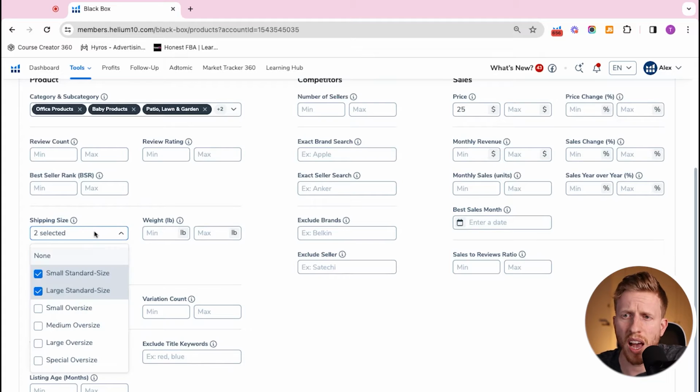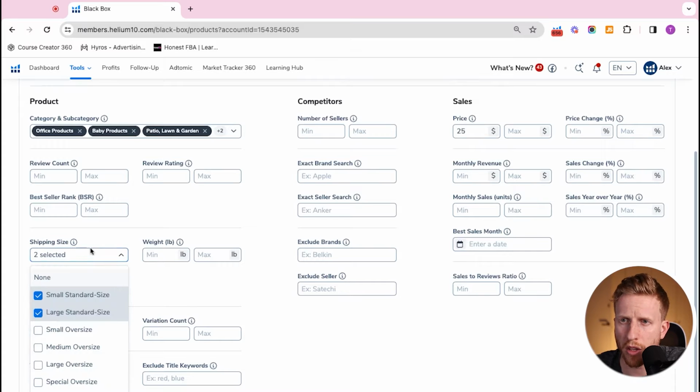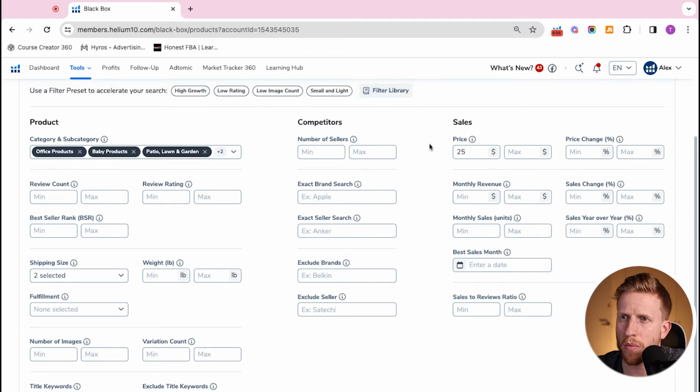Shipping size: I don't want to be sending anything in that's oversized at the minute. Personally, you can make money with some bigger stuff, but I want to keep it to small standard and large standard. The holy grail of an Amazon product is something that's small, light, easy and cheap to ship, and you can sell it for a high price. Now, it doesn't mean that you can't make any money with other stuff, with bigger stuff, but that's what I'm going to stick with for today.